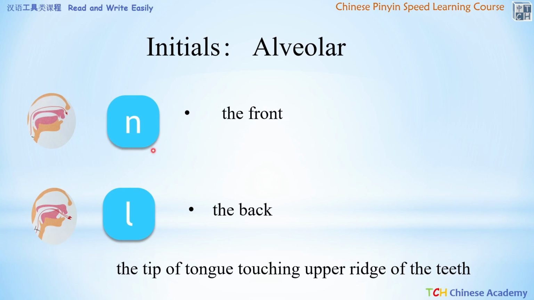And this N sound is a nasal sound, so the air is coming out through the nasal cavity, whereas this L sound is not. The sound comes from both sides of the tongue. When you pronounce L, try to drop the jaw a little lower and draw back the tongue a little bit so you can make the L sound. Now can you try? N, L, N, L.